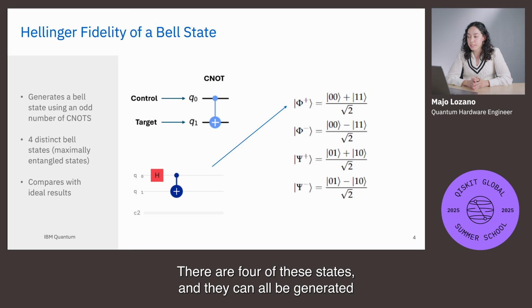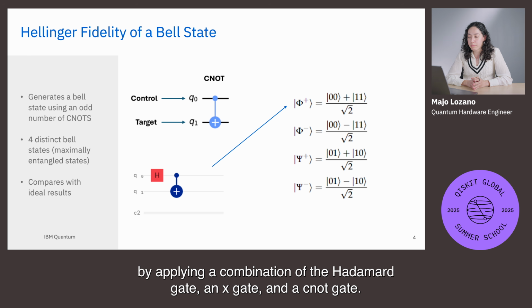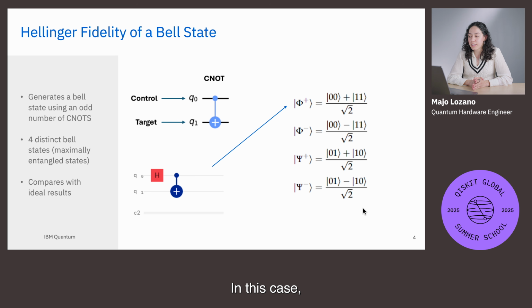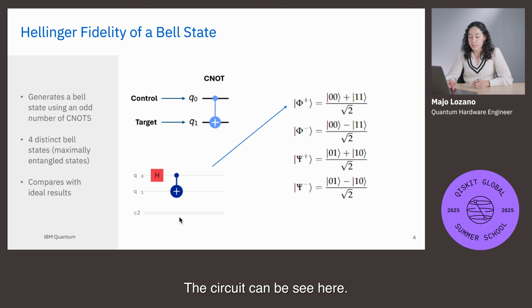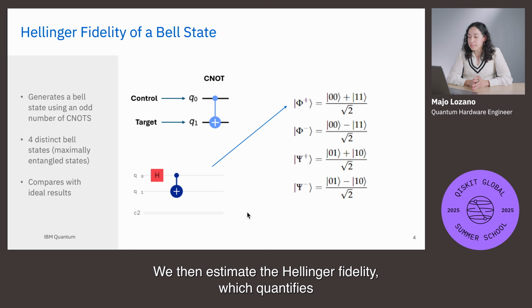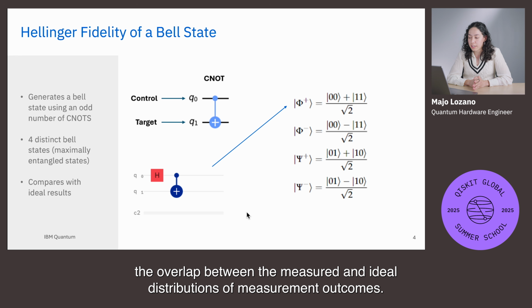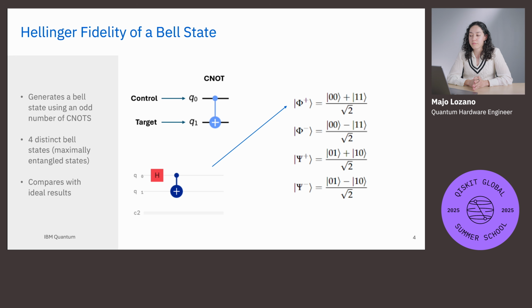There are 4 of these states, and they can all be generated by applying a combination of the Hadamard gate, an X gate, and a CNOT gate. The 4 Bell states can be seen below. In this step, we generate the following Bell state by applying a number of CNOT gates. The circuit can be seen here. We then estimate the Hellinger fidelity, which quantifies the overlap between the measured and ideal distributions of measurement outcomes.